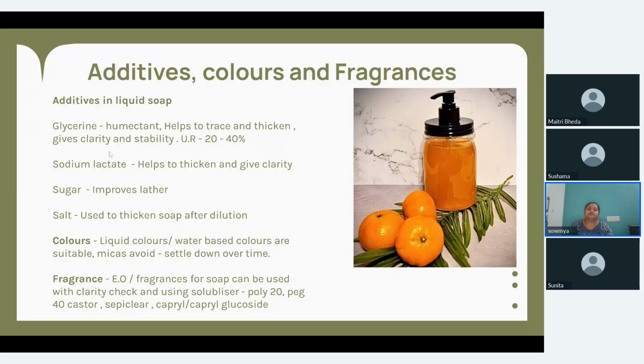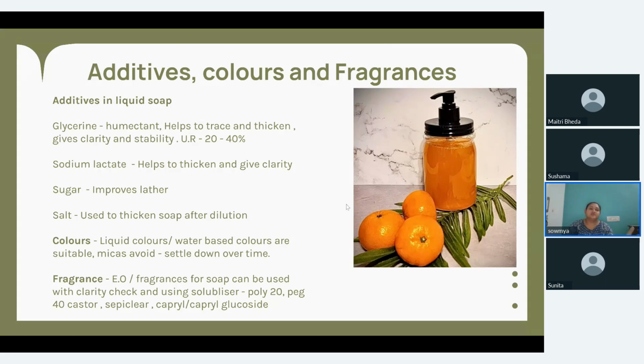You can use glycerin. Then other additives which we can use is sodium lactate. It will help to thicken, and also it gives clarity to our liquid soaps. Sugar, like I already told, even in the solid soaps, sugar will improve the lather. So the same it does even in the liquid soaps, it improves the lather.